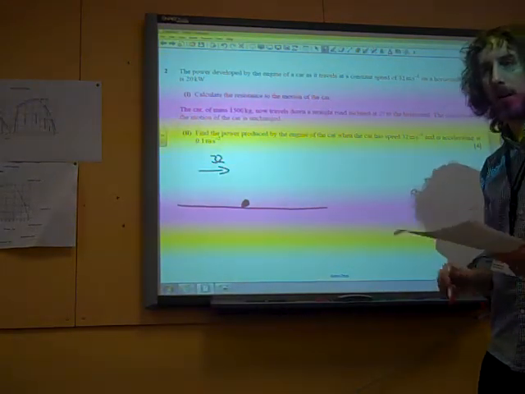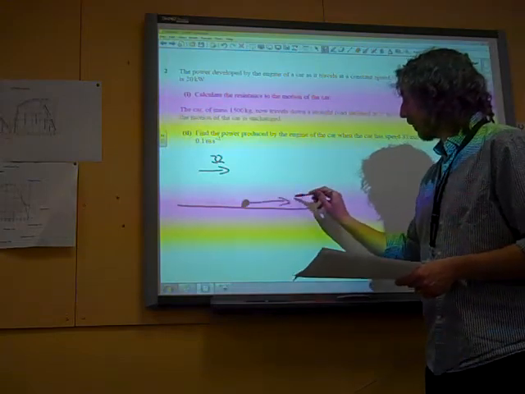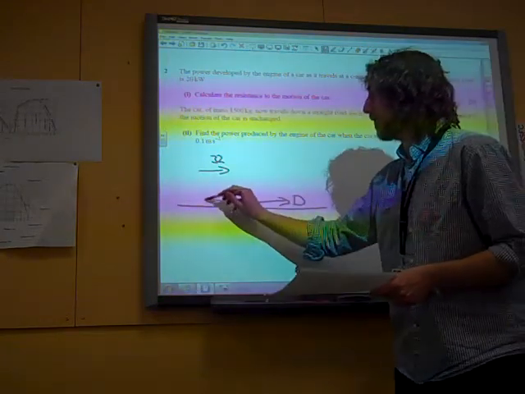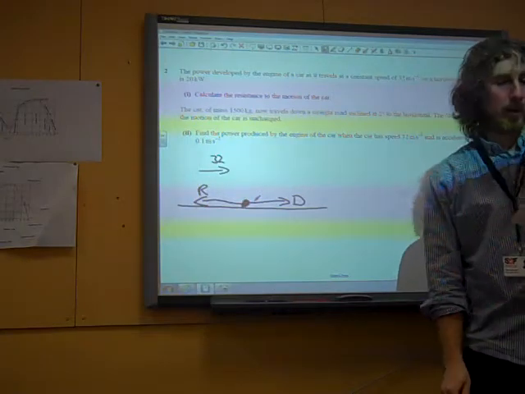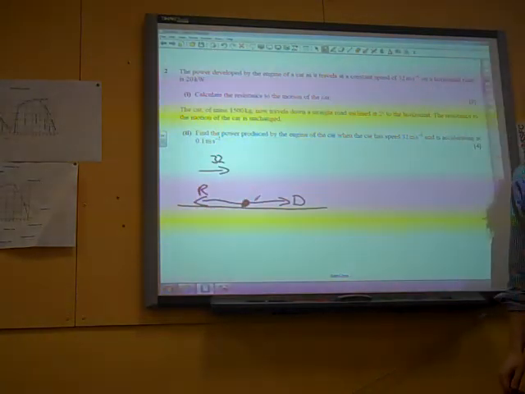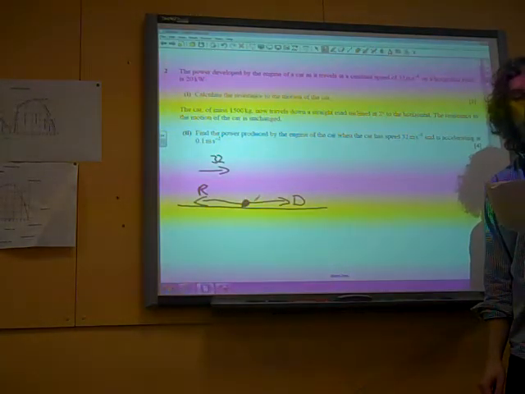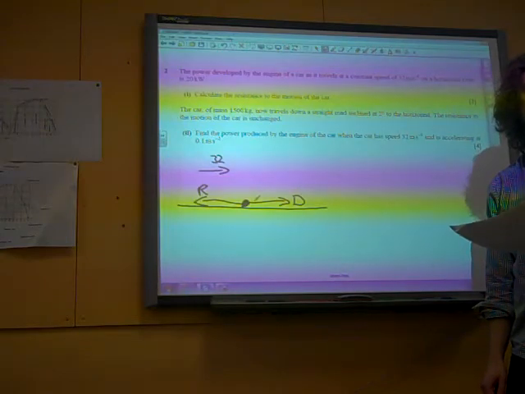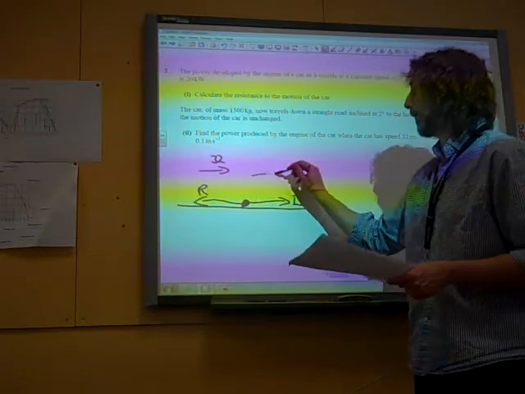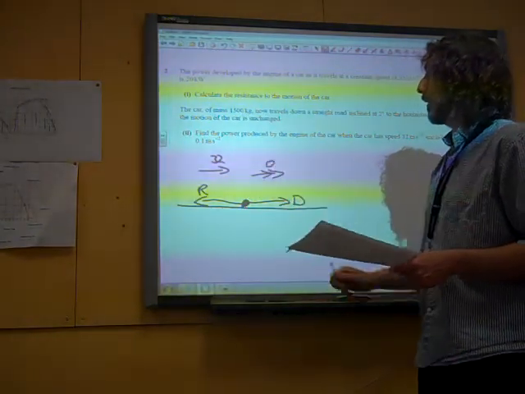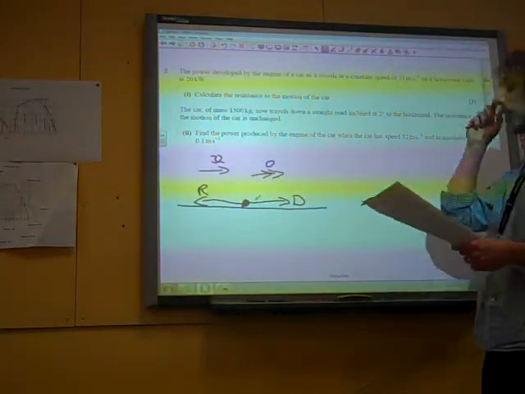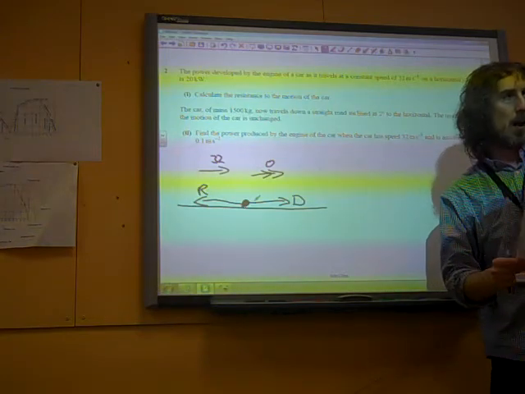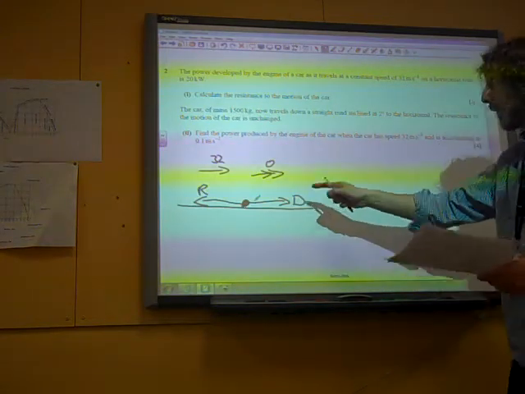So there it is. We've got a driving force driving the car along. We've got a resistance to motion. We have a constant speed. What does the constant speed tell us about acceleration? It's 0, yes. So we've got an acceleration of 0 at this point. So we need to work some stuff out. We can get this driving force, can't we?